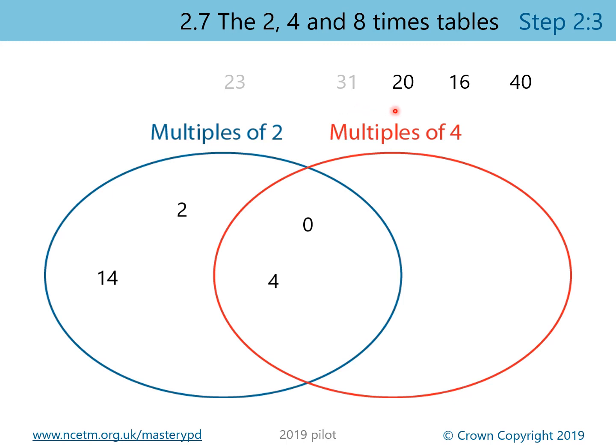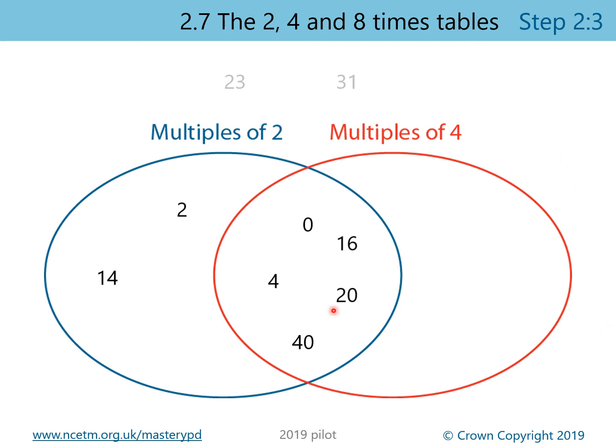Next up is 20, and that is going to go in both of the times tables, because 2 times 10 is 20 and 4 times 5 is 20. Next up we have 16. Where do you think that would go? And again, it's in both of the tables, so well done if you got that. And finally 40, where do you think it's going to go? It's in both of the tables as well, so well done if you got that, boys and girls.